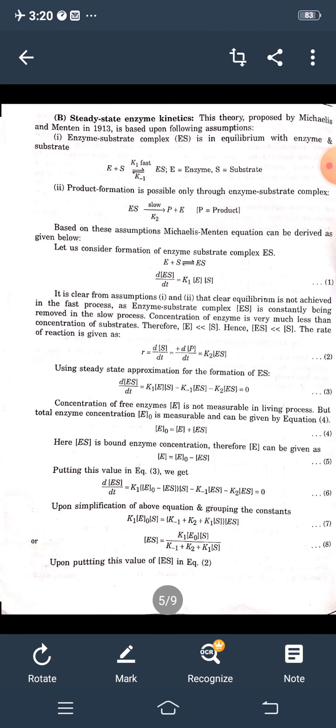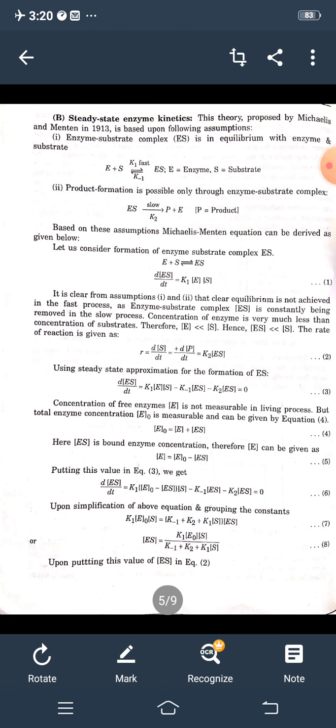Based on the assumptions, the Michaelis-Menten equation can be derived as given below. Let us consider formation of the enzyme substrate complex ES. So E plus S gives rise to ES, and d[ES]/dt is equal to K1 times the concentration of enzyme times the concentration of substrate, as shown by equation 1.